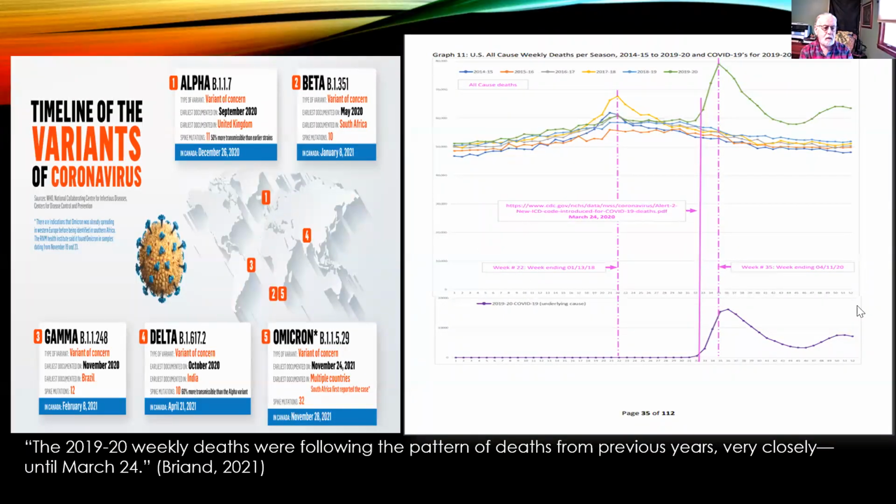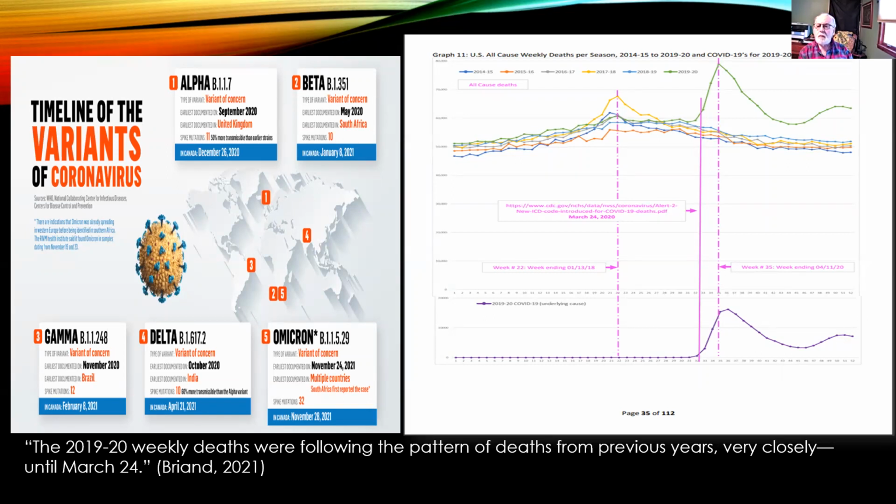It's August to August. CDC goes by seasons, so it's centered on the flu season, and we have years 2014 to 2020. What you can see is that for the first year and a half of the pandemic, the deaths were tracking normally. That means they were following the pattern of deaths from previous years in 2019 and 2020. So the virus didn't cause any significant unexpected deaths for the first year and a half of the pandemic.